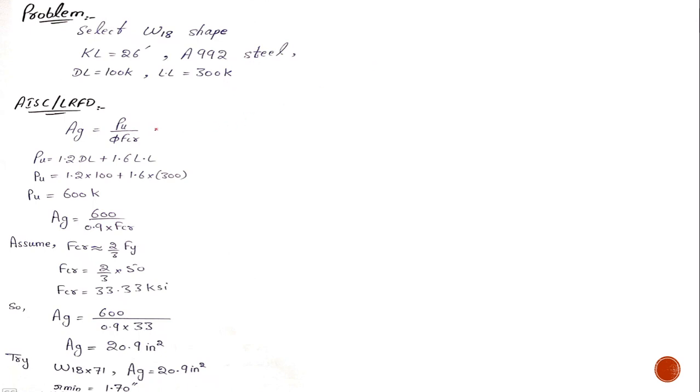So I am using this equation, which is Pu equals phi Fcr Ag. And because this is LRFD, you have to use the factored load with 1.2 and 1.6. If it was ASD, then you would have simply added dead load and live load. Okay, Pu comes out to be 600 kip, and I have put phi as 0.9. This should be given.